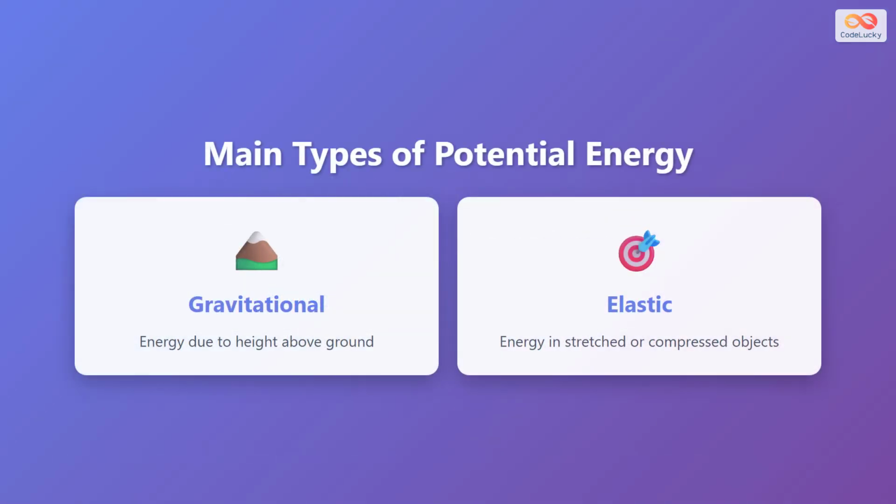There are two main types of potential energy we'll focus on. First is gravitational potential energy, which is energy due to an object's height above the ground. The higher an object is positioned, the more gravitational potential energy it possesses. Second is elastic potential energy, which is the energy stored in stretched or compressed objects like springs, rubber bands, or bowstrings. Both types represent stored energy that can be released and converted into motion.